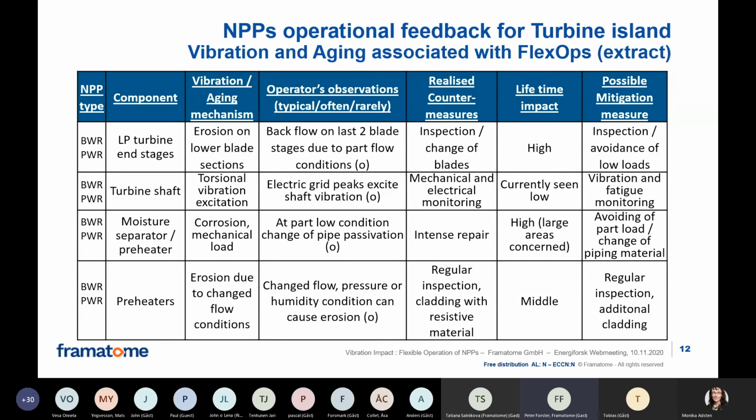So inspection and also change of these blades have been performed. The lifetime impact is quite high, and possible mitigation measures are inspection and avoidance of this low load operation. So the second row is turbine shaft torsional vibration excitation. It is often observed on the grid, especially in the northern part of Germany, that a lot of peaks are coming to the generator from the outside, and this leads to quite high torsional vibration excitation of the turbine shaft.